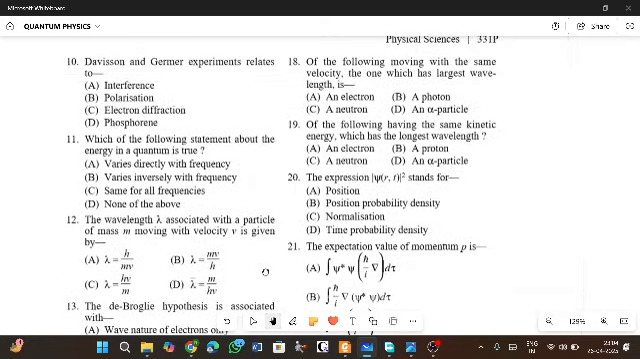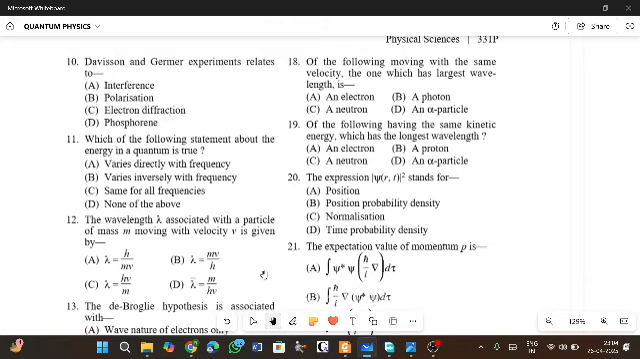Question number 10. The Davisson and Germer experiment relates to electron diffraction. As you know very well, it is the experiment which helped to prove de Broglie's hypothesis experimentally. That is why the Davisson and Germer experiment is important. This experiment is based on electron diffraction. Once we have electron diffraction, only then are we able to get the pattern. Diffraction is the wave nature of light, or of particles.